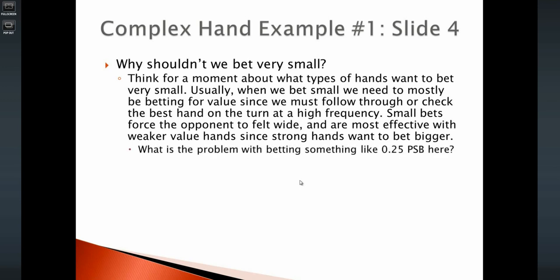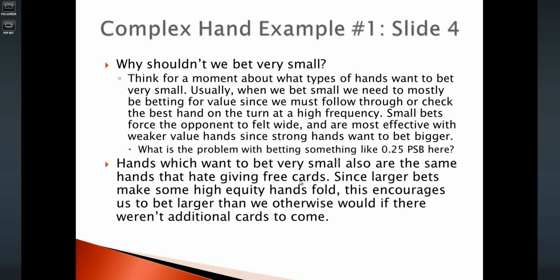Okay, nothing too new there. We've already talked about that a bit. But what is the problem with betting something like a quarter of the pot here? Well, hands which want to bet very small also are the same hands that hate giving free cards. Since larger bets make some high equity hands fold, this encourages us to bet larger than we otherwise would if there weren't additional cards to come. So remember, on the river, we can get fancy and make those really small river bets because we're not worried about our opponent just seeing another card with his entire range.